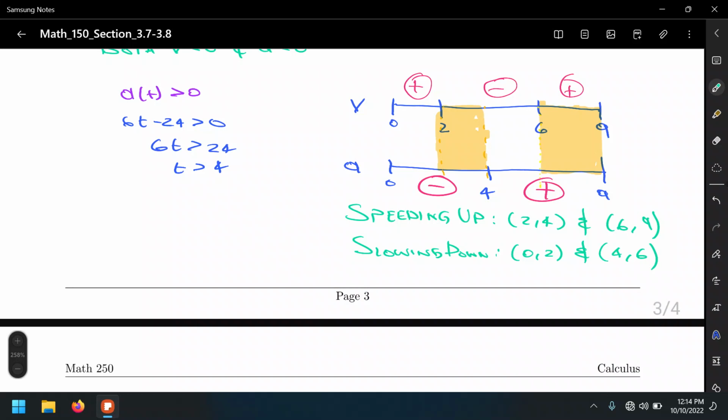Alright, that's where these two overlap. So this completes the first part of the section, applications to motion, to applications in physics. Again, in summary, the key point here is that the first derivative of a given position function is going to give us the velocity, and the second derivative is going to give us the acceleration of the particle going along that same line.